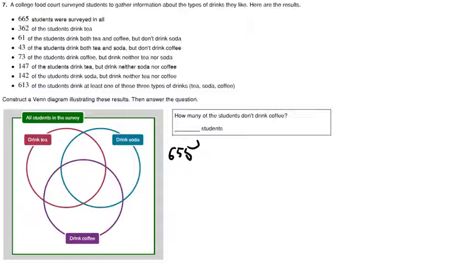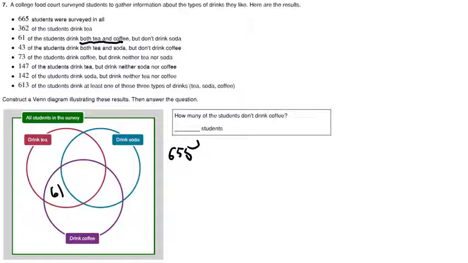The entire world, the universe. This 362 we can't work with yet. 61 people drink both tea and coffee, but they don't drink soda. So if you think about it, these people drink tea and coffee, but they don't drink soda. Well, if you drink tea and coffee, you have to be right here because you don't drink soda. So we know where that 61 goes. We can put it there. They drink tea and coffee, but they're outside of the drink soda circle.